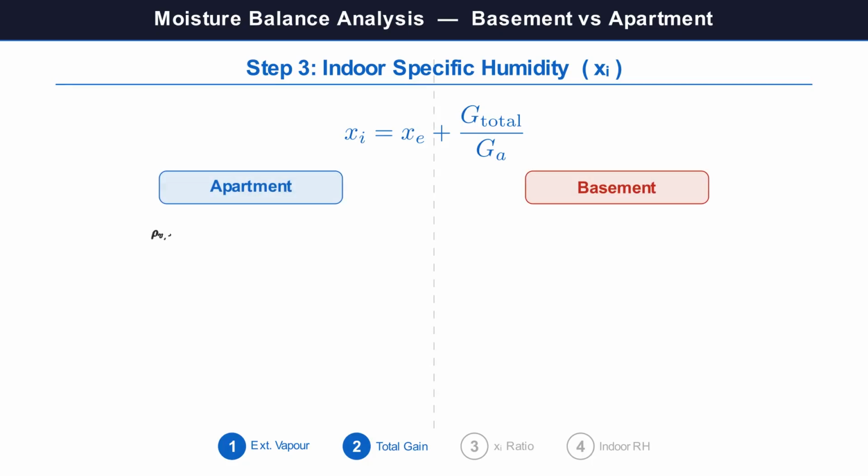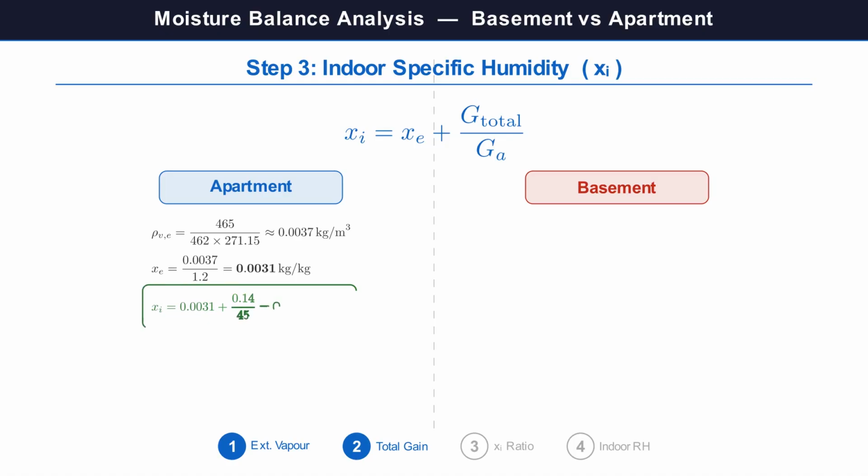For the apartment, the outdoor vapor density ρV equals 465 divided by 462 times 271.15, giving 0.0037 kilograms per cubic meter. The outdoor specific humidity Xe is 0.0037 divided by 1.2, giving 0.0031 kilograms per kilogram. Substituting into the mass balance, Xi equals 0.0031 plus 0.14 divided by 45, giving an indoor specific humidity of 0.0062 kilograms per kilogram.